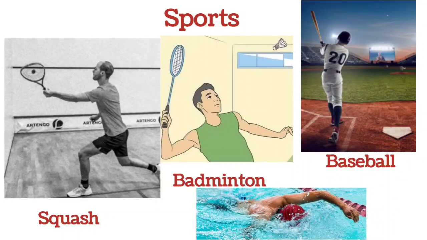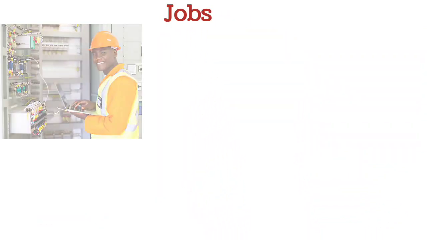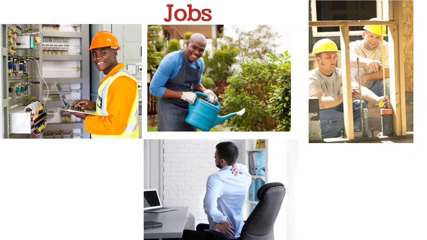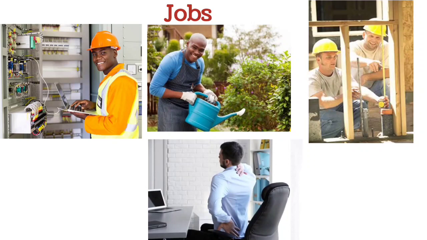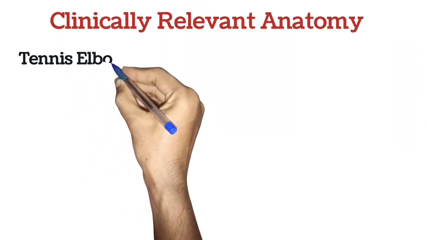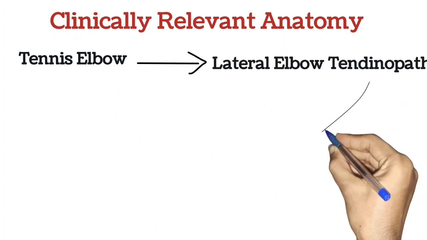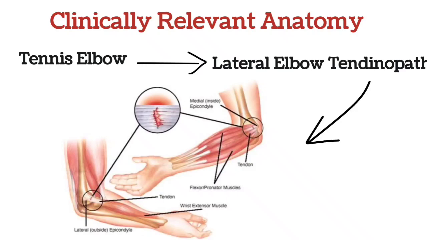People with repetitive one-sided movements in their jobs such as electricians, carpenters, gardeners, desk-bound jobs also commonly present with this condition. Clinically relevant anatomy. Lateral epicondylitis, also known as tennis elbow, and lately proposed as lateral elbow tendinopathy, is the most common overuse syndrome in the elbow.